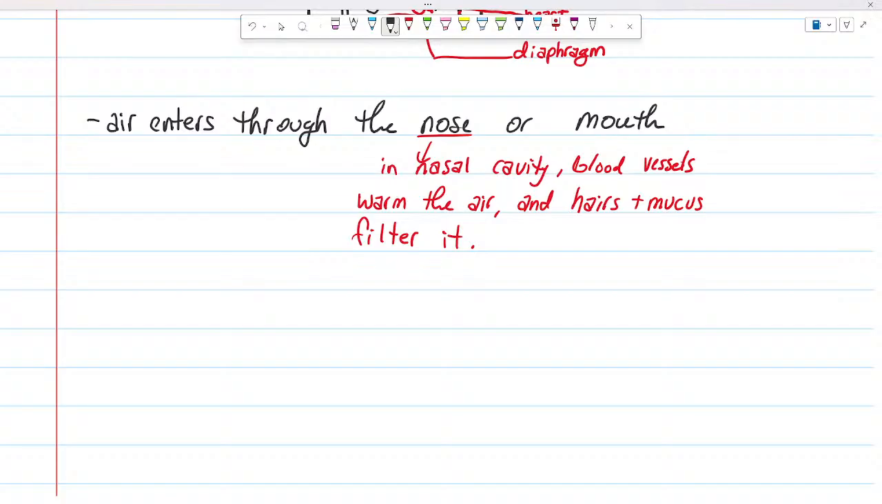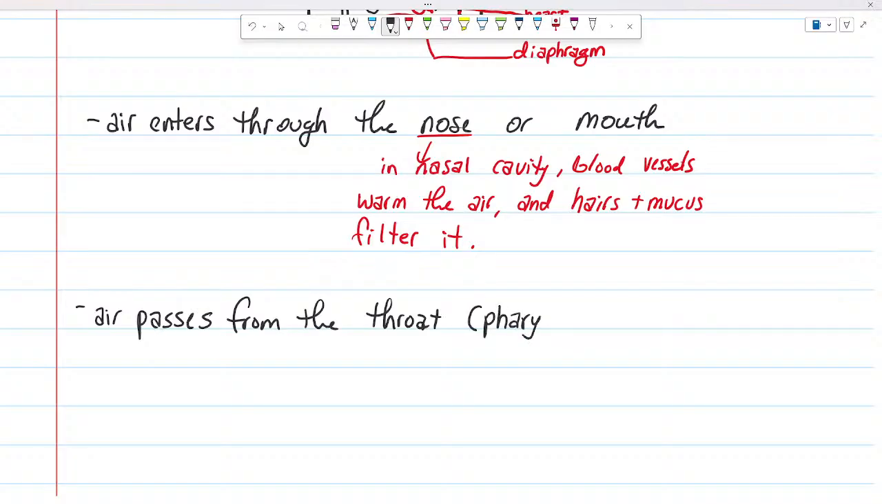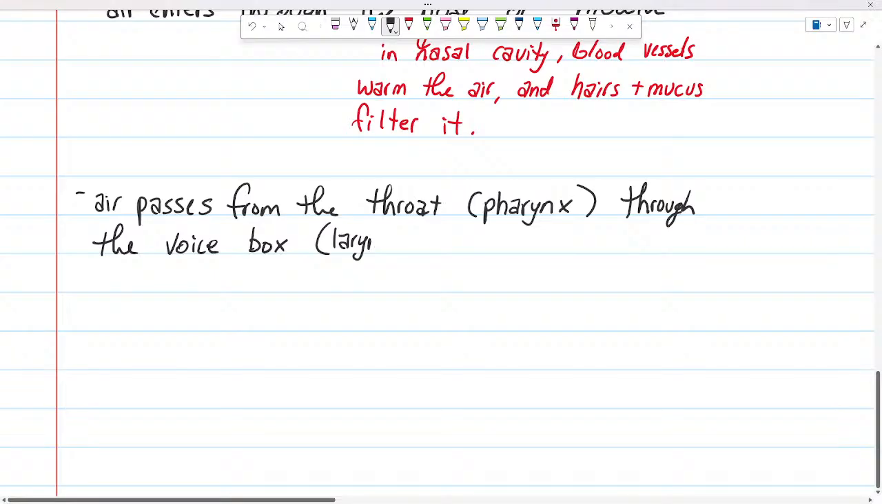Okay, so from here, air passes from the throat, which the proper name for which is what again? That's back there, don't worry. Air passes from the throat, pharynx, through the voice box, which we call larynx. They sound like brothers.